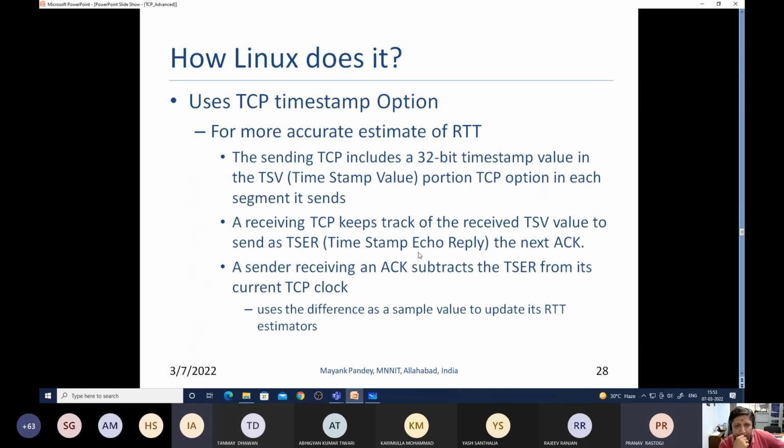Now what is happening in Linux TCP: the sender side of TCP, as you know, the timestamp option includes a 32-bit timestamp value in the TSV portion of the TCP option in each segment it sends. The timestamp value is sent in the TCP option field in each segment. The receiving TCP keeps track of this received TSV value and echoes it back with the next acknowledgement. टाइम स्टैम्प इको रिप्लाई. तो एक पैकेट गया, उसमें TSV वैल्यू गई, और जब वो पैकेट एक्नॉलेज हुआ, ठीक है, तो उसको वही टाइम स्टैम्प वैल्यू इको बैक हो गई. The sender receiving an acknowledgement subtracts the TSER from its current TCP clock and uses this difference as a sample value to update its RTT estimators.